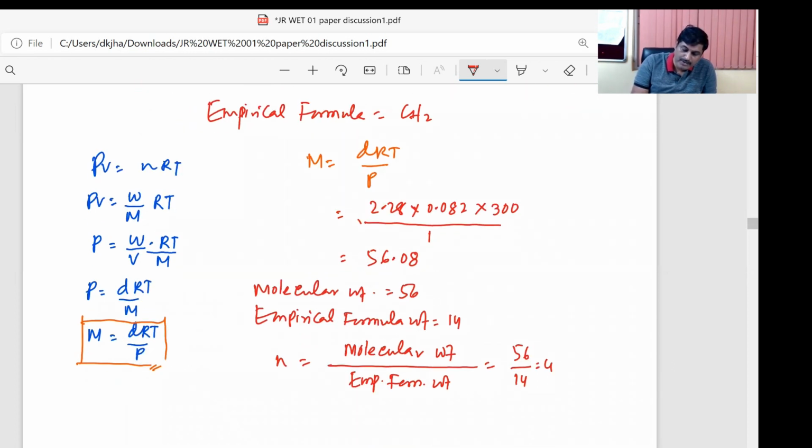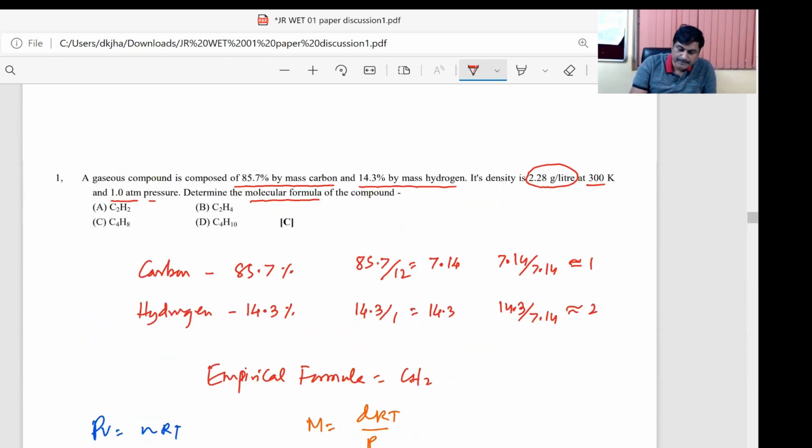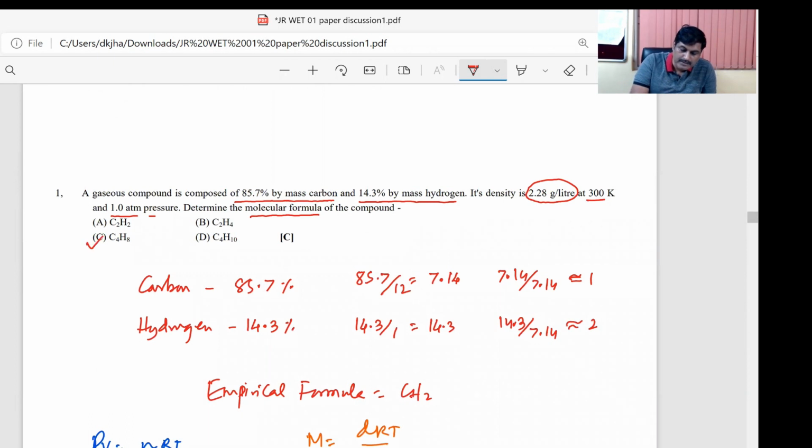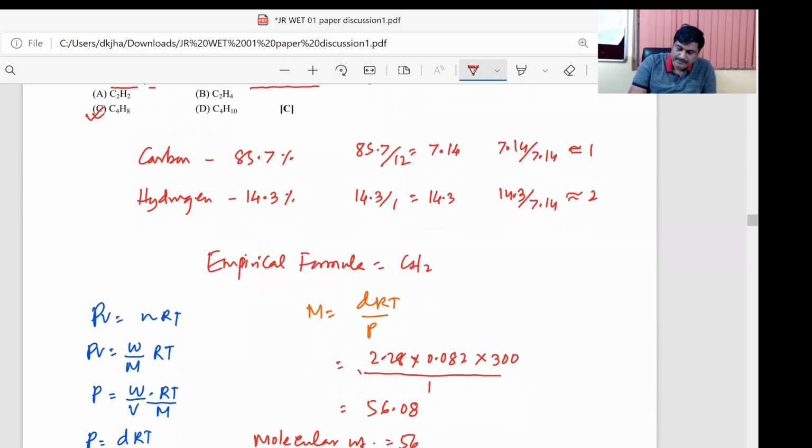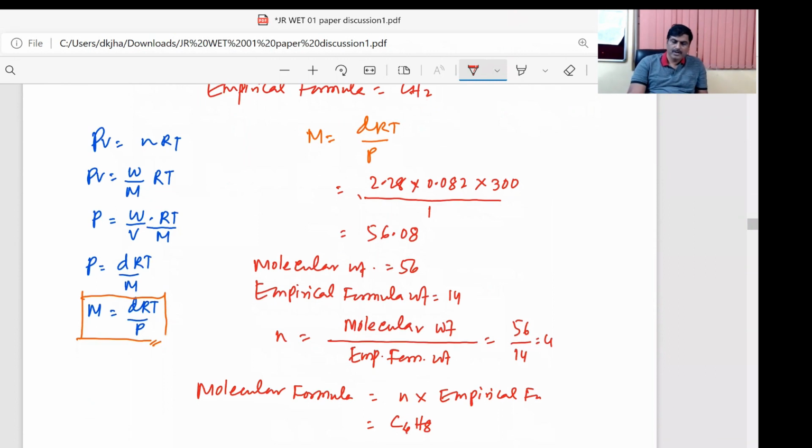So the molecular formula is equal to n times the empirical formula. So what do we get here? CH2 now, C4H8 given. C4H8. Very simple. Only one thing is there.